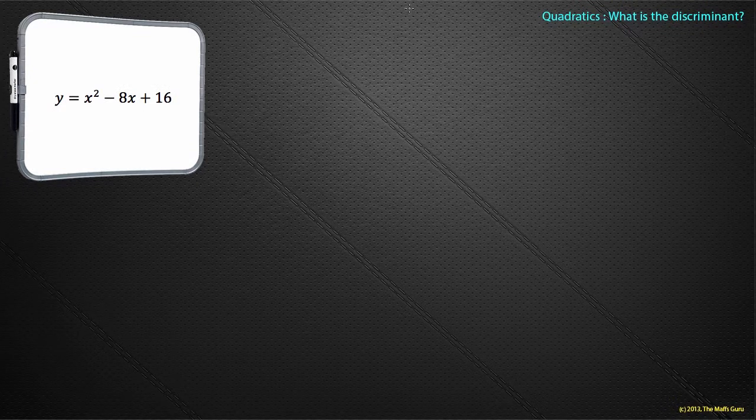What about this? y equals x squared minus 8x plus 16. Same thing. So our a value is equal to 1, our b value is equal to negative 8, and our c value is equal to 16. Okay, so let's see what the value of b squared minus 4ac is.